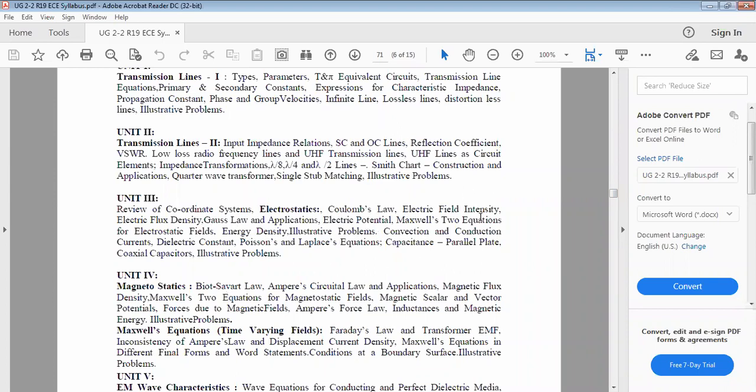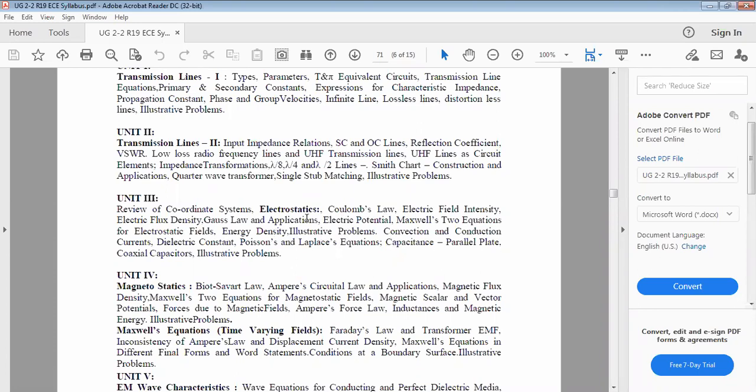And electric field intensity, the capital E definition, electric flux density, capital D. Gauss law and its applications. Similarly, what is meant by electric potential, and Maxwell's 2 equations for electrostatic fields. Actually, 4 Maxwell's equations are there. Maxwell's 2 equations for electrostatic fields and Maxwell's 2 equations for electromagnetic fields. And what is meant by energy density. Actually here, capacitance and illustrated problems, convection and conduction current densities, the dielectric constant, Poisson's and Laplace's equations.